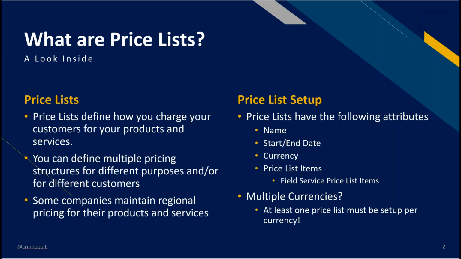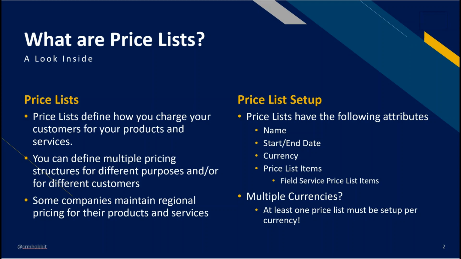Now, when you're setting up a price list, you have essentially five different attributes. The name of the price list, so that you can find it in the lookup. The start and end date. You don't have to necessarily define a start and end date, but I have found some customers in the manufacturing side define these start and end dates based on product runs or versioning. So they may have, or for sales terms, you may have a price list that's only good for a certain amount of time. Start and end date allows you to define that.